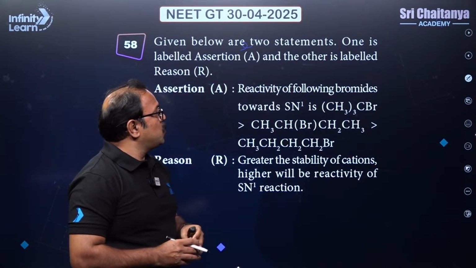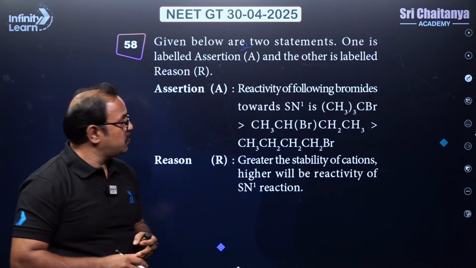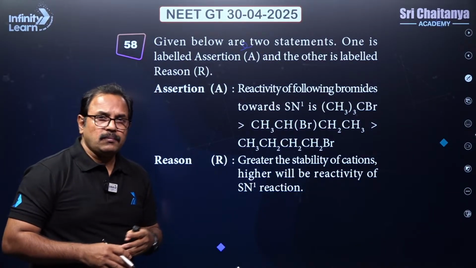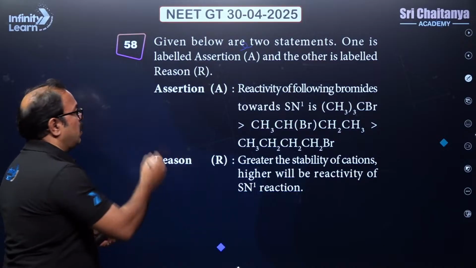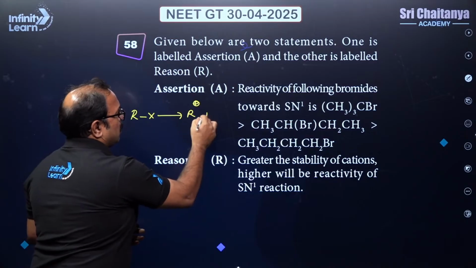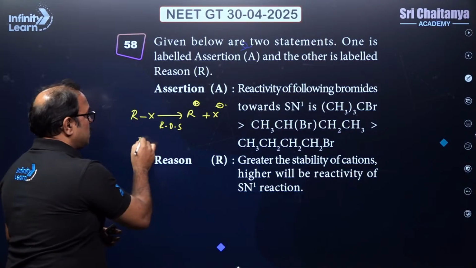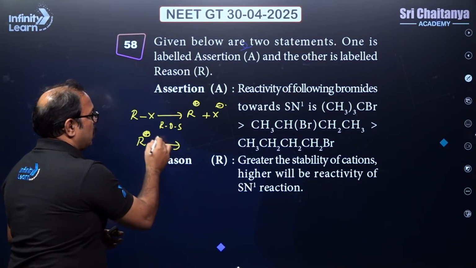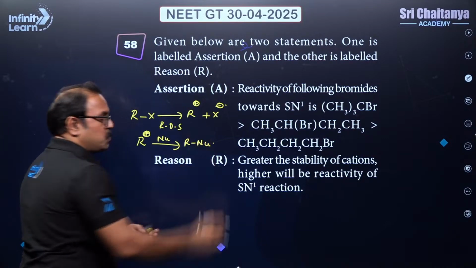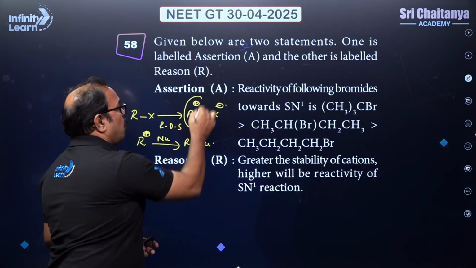Assertion and reasoning type of question. Reactivity of following bromides. This is from haloalkanes and haloarenes. SN1 reaction is always a two-step process. First step involves cation formation, R X giving R plus, which is very difficult and it is the rate determining step. In the second step, since R plus is already formed, any nucleophile, even if it is weak, finally results in the formation of the substituted product. That is SN1. So the key issue in this case is all about R plus.